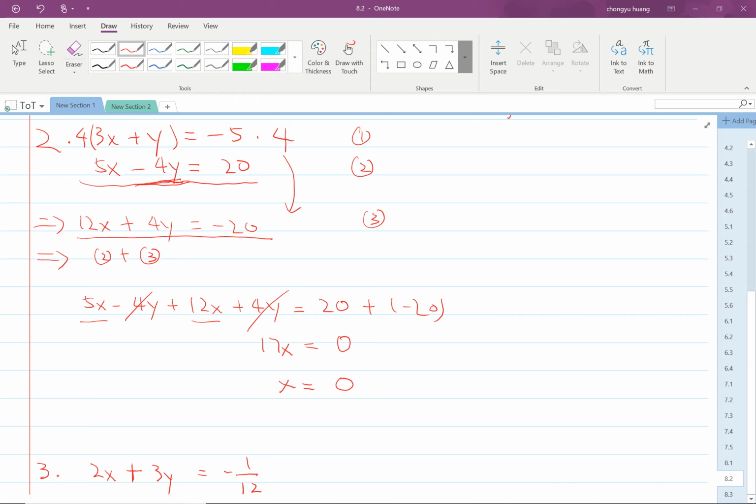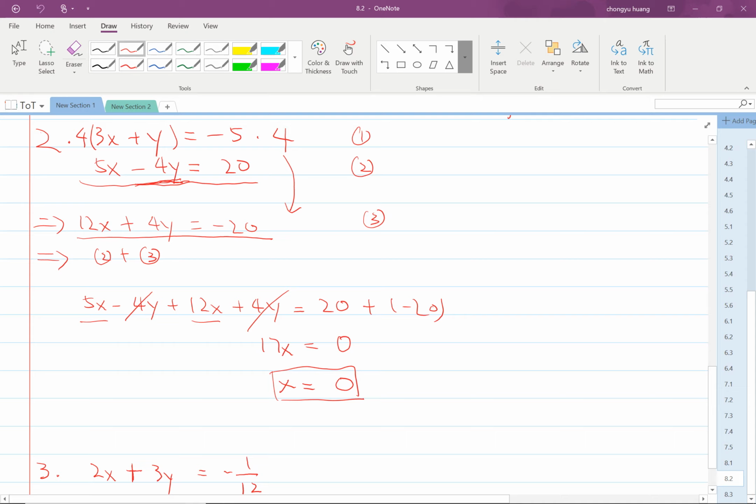Okay, now you find x is equal to 0, so you basically plug it into the equation. You can plug into any equation you want. Let me take a look at which one is the easiest one. I think equation 1 is the easiest one to plug into.